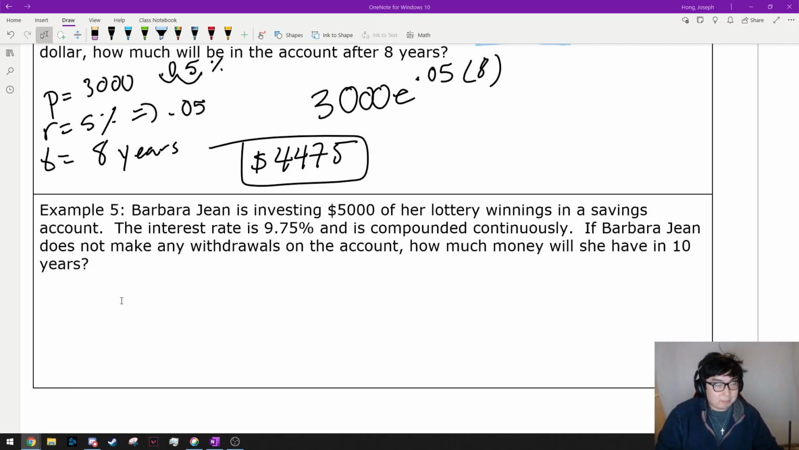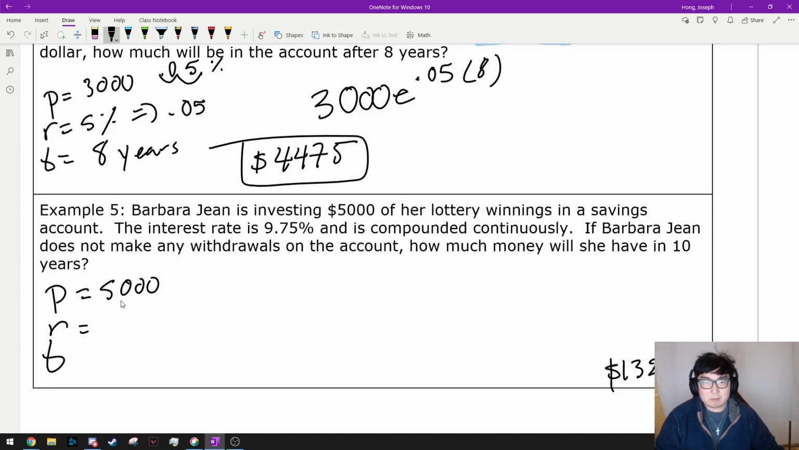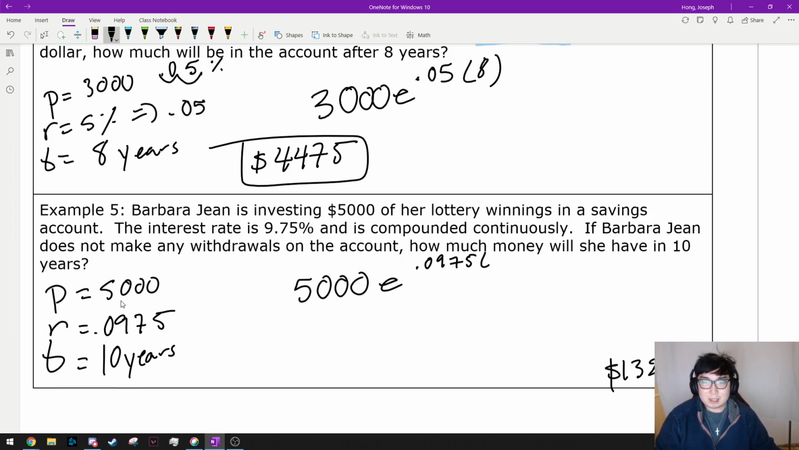And you should be able to get $13,256. And the way that you do this is by saying your PRT. As in, this is $5,000. The rate is 0.0975 and the time is 10 years. So it becomes 5,000 e to the power of 0.0975 times 10.